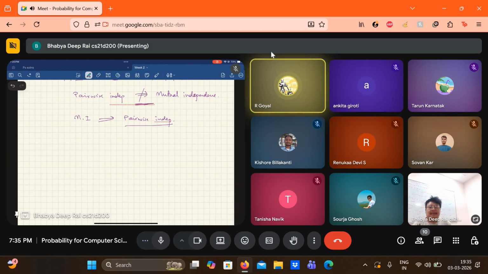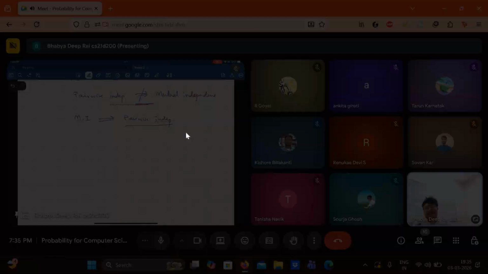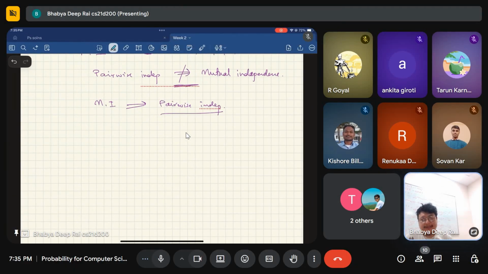If things are mutually independent, will they be independent in pairs too? Yes, common sense says yes, they should be independent. That's right. Let's see how we can show this.